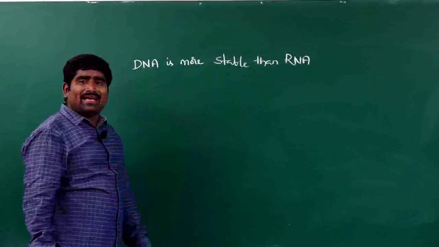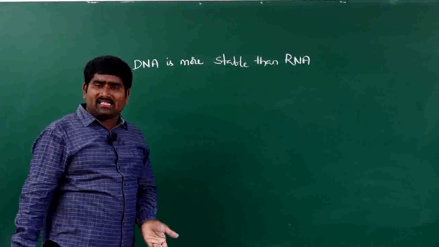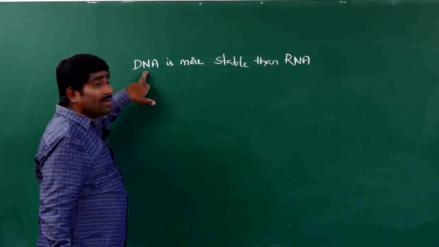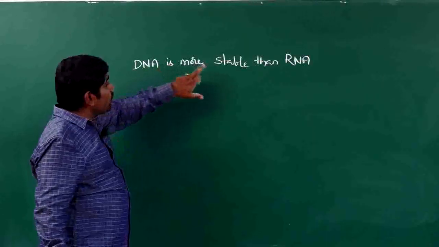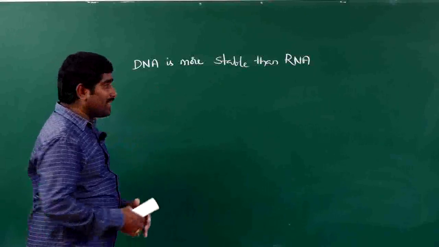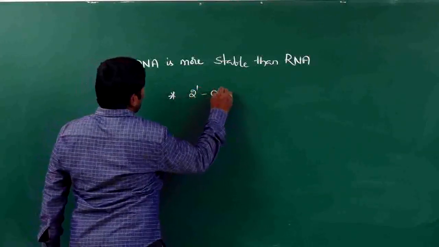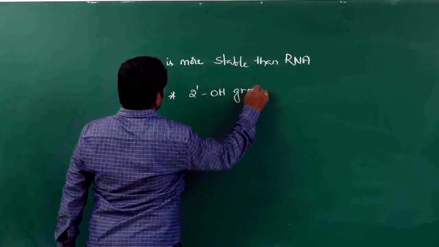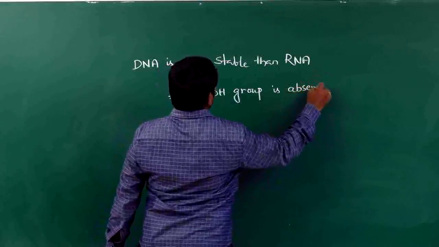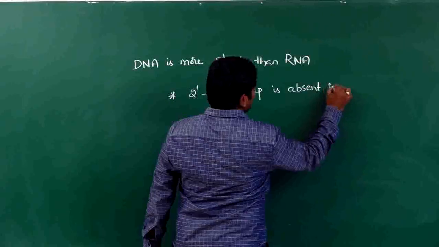DNA is more stable than RNA. As we have discussed, which one is the better genetic material stability wise? Stability wise, DNA is the better genetic material, and DNA is more stable than RNA. How? The first reason is the lack of the 2'OH group. The 2'OH group is absent in DNA.